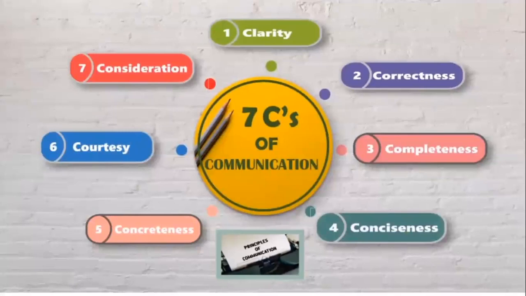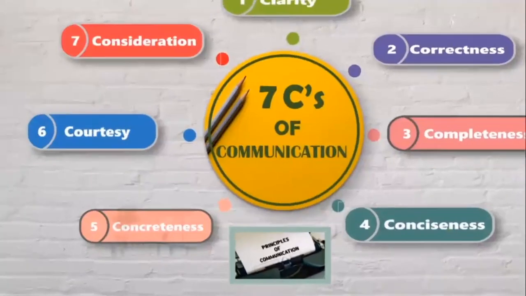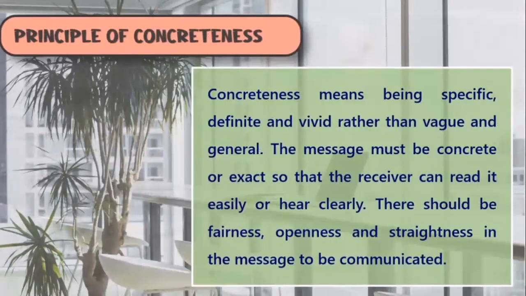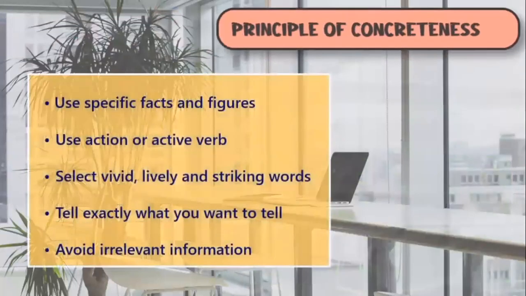Next we have is the principle of concreteness. Concreteness means being specific, definite, and vivid rather than vague and general. The message must be concrete or exact so that the receiver can read it easily or hear clearly. There should be fairness, openness, and straightness in the message to be communicated. Use specific facts and figures, use action or active verbs, select vivid, lively, and striking words. Tell exactly what you want to tell and avoid irrelevant information.